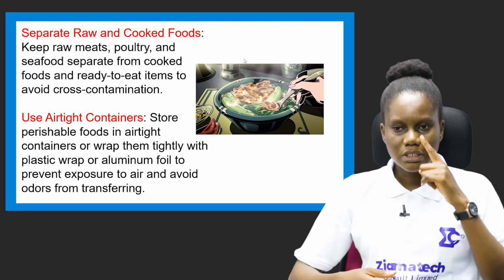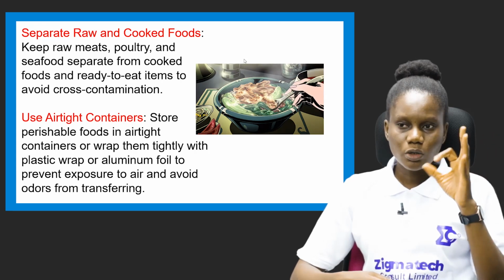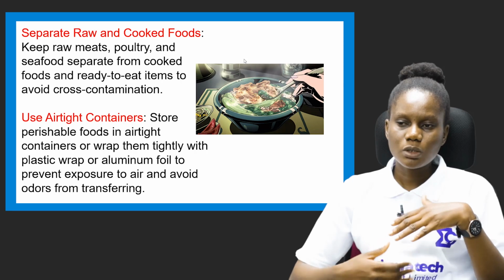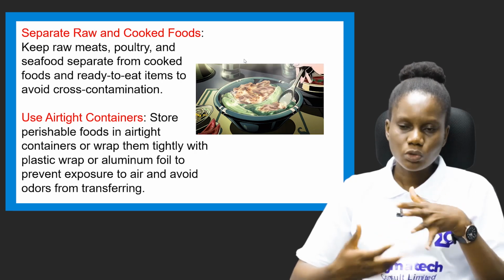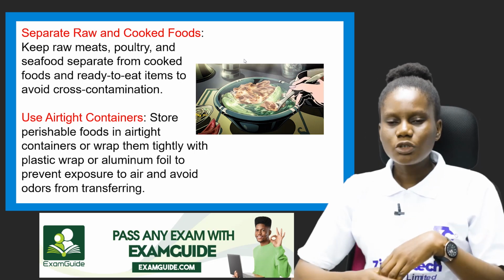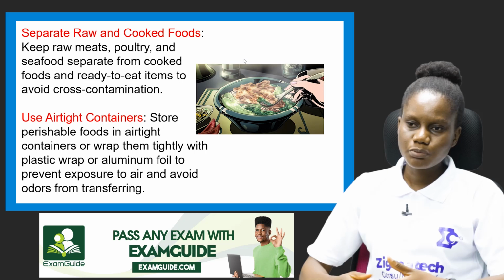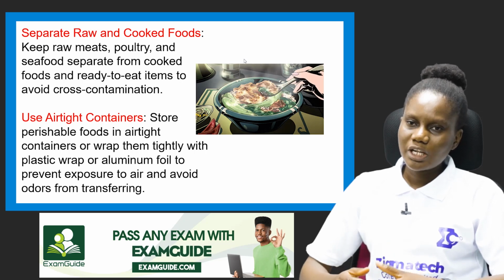I know in one of the videos, we talked about heat, light and oxygen being some of the causes why food spoils faster. So you can keep them in an airtight container to prevent their exposure to air, in order to extend their shelf life.